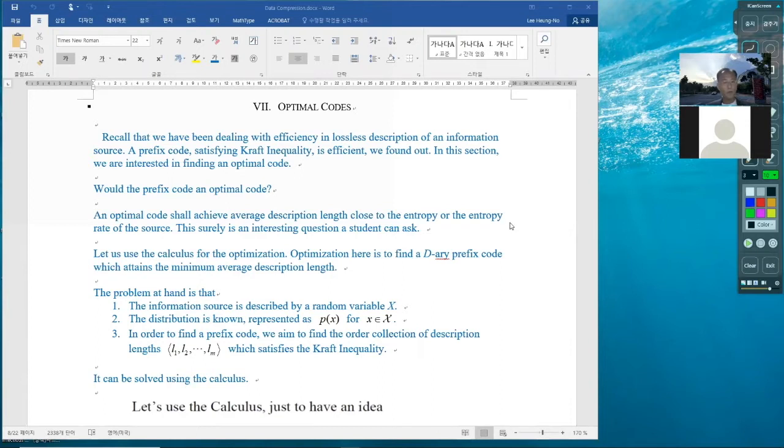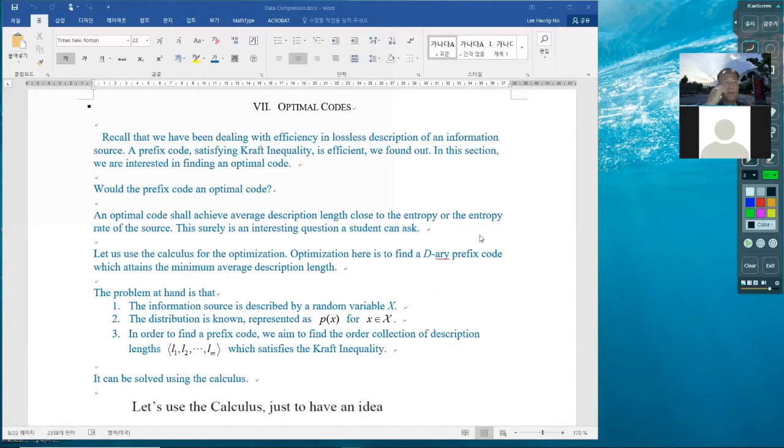I want to talk about optimal codes. Recall my previous lecture notes where I talked about efficiency in lossless description of an information source. A prefix code satisfying the Kraft inequality is said to be efficient. In this section, we are interested in finding an optimal code.